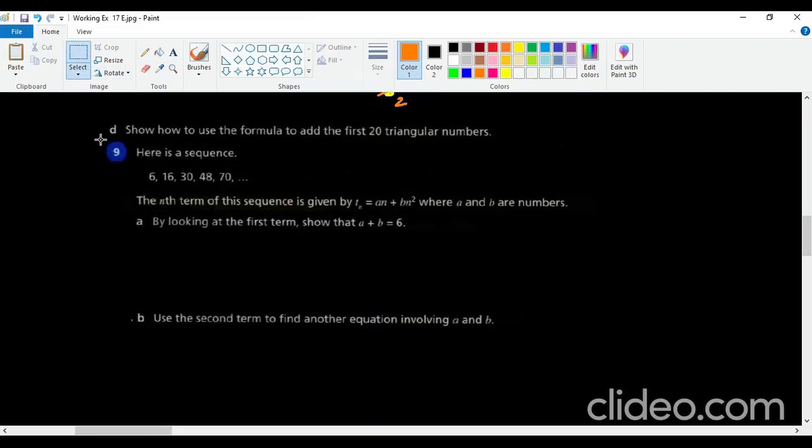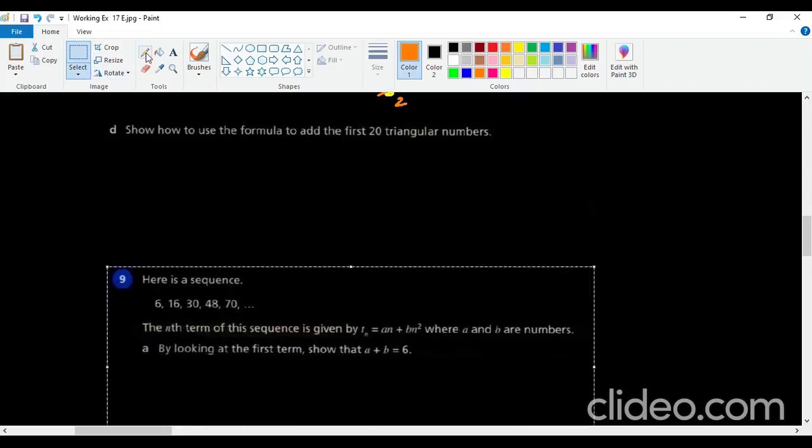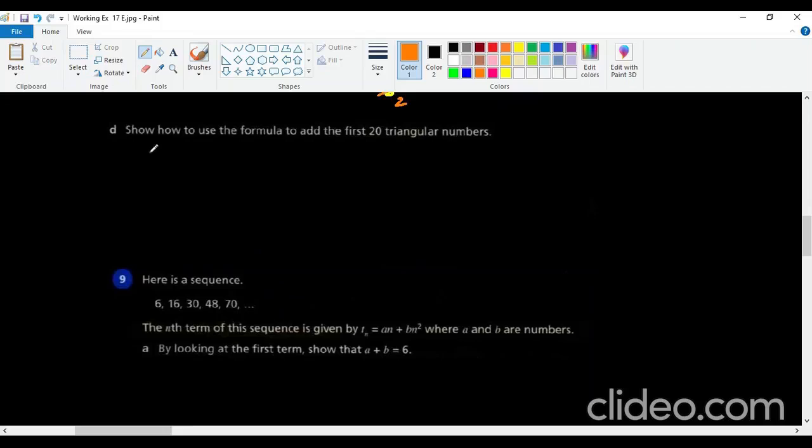Now let's find out the answer for part D. Let's see what question D says. D says show how to use the formula to add the first 20 triangular numbers. That means 20 layers is going to multiply by 21 and 22 divided by 6. So it gives us 1540 oranges.